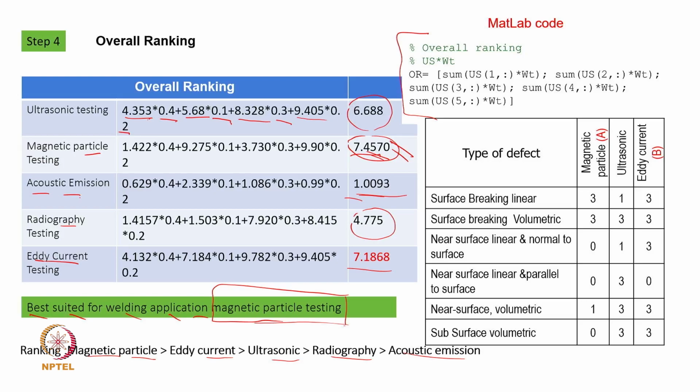Now, when we go ahead, we also need to look at the number of faults we have seen. It can be surface, maybe near surface, but maybe subsurface also.